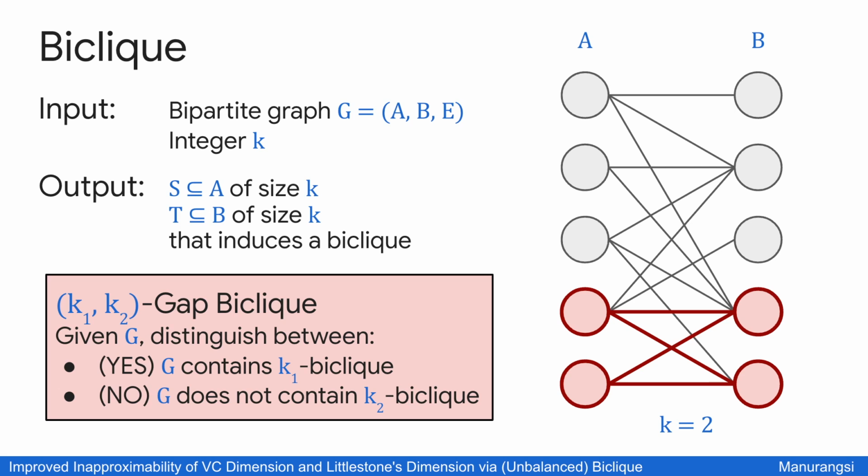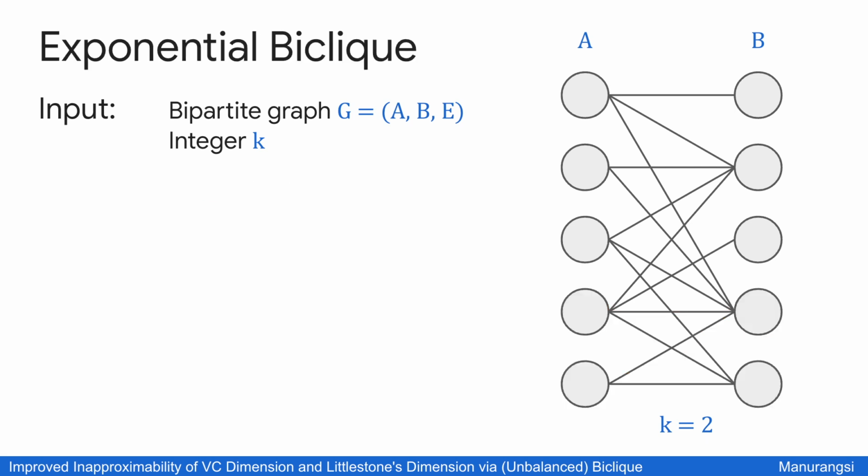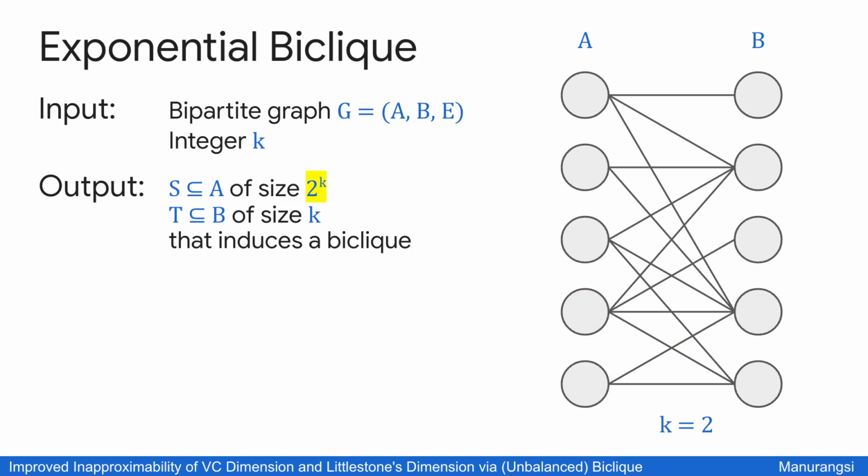As the title of this talk suggests, we are not actually going to be using this balanced version of the Biclique problem directly. Instead, we will be using what we call the exponential Biclique problem. The setting is exactly the same as before, except that while we are still asking for k vertices on the B side, we are now asking for 2 to the k vertices on the A side. For example, if k is equal to 2 here, then we would want to output 4 vertices on the A side and just 2 vertices on the B side.